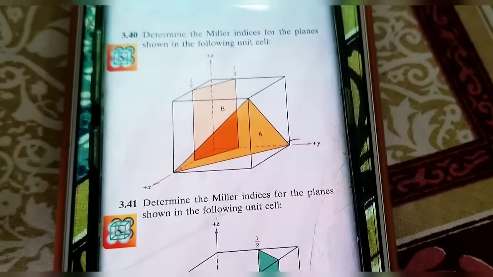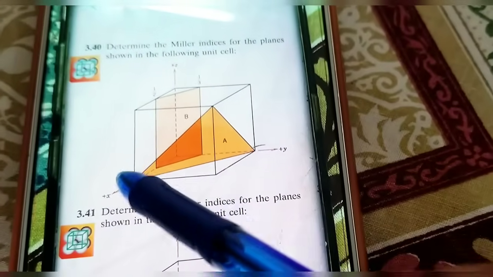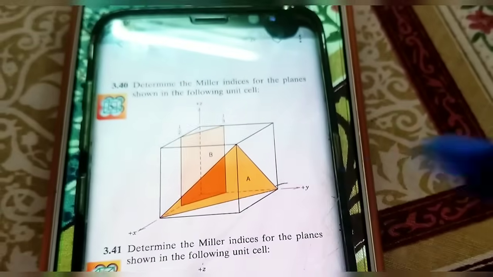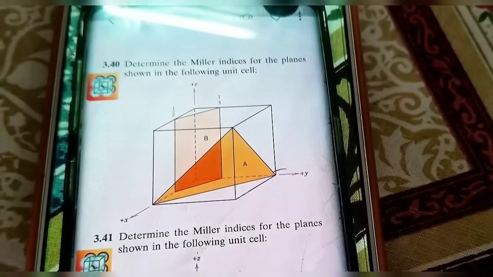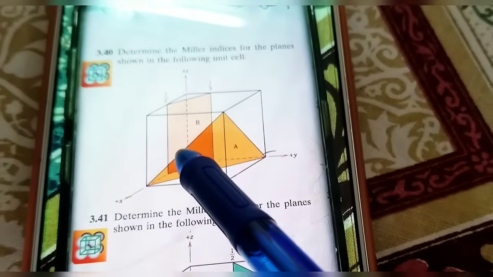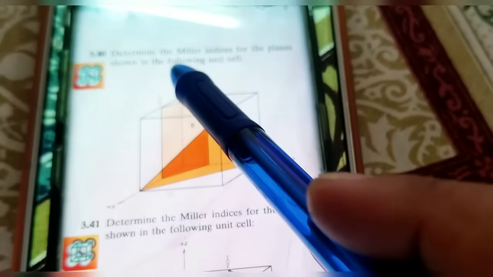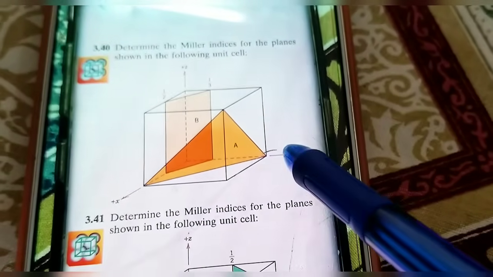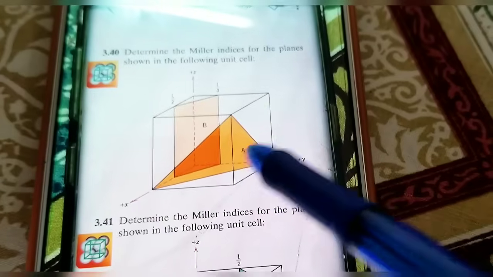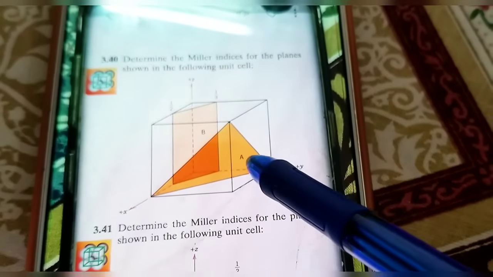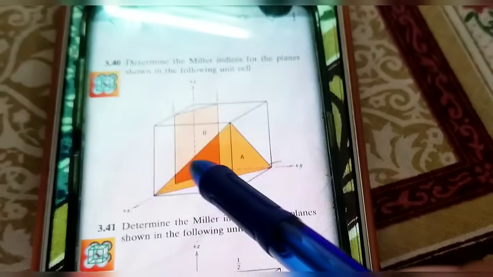Now let us consider plane A. The plane A is this one, and it is also not passing through the origin, so there is no problem with the predefined coordinate system. Hence this will be the origin, this is the z-axis line, this is the x-axis line, and this is the y-axis line. Now let us see where plane A is intersecting these axes.